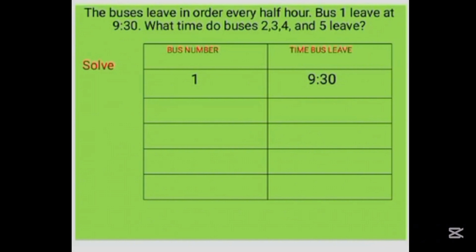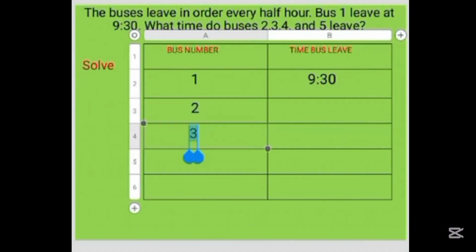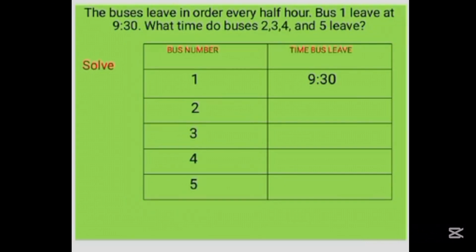Gumawa ako ng table ng dalawang. First, the bus number. Ilagay natin yung number ng bus. Dahil 5 yung bus na umalis, kailangan 5 din yung number na nandito sa box. So, lagay na natin yung 2 and 3, 4, 5. Then, pagkatapos nyan, dito naman yung time bus leave.